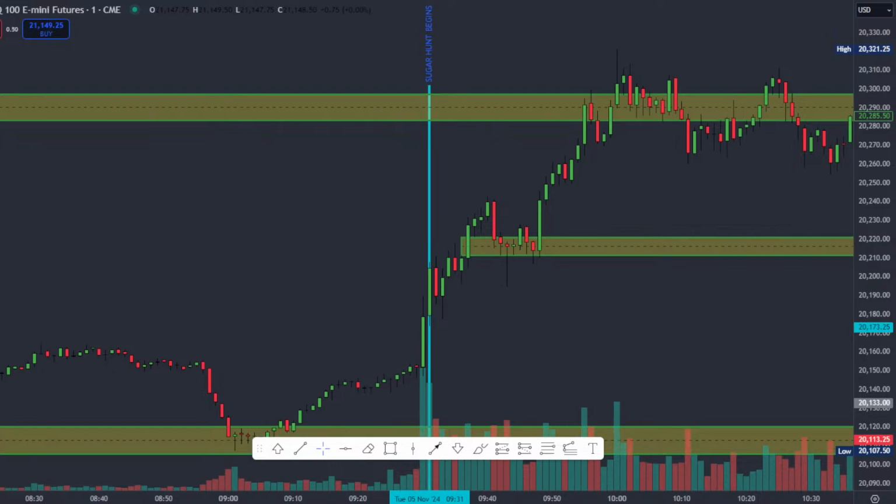Right? That would be your first step, that blue line. Look for 9:31 and then set it of the day. Right, 9:31, and boom, set it right there. I even try to do a little customization with my line. See, sugar hunt begins right at 9:31.